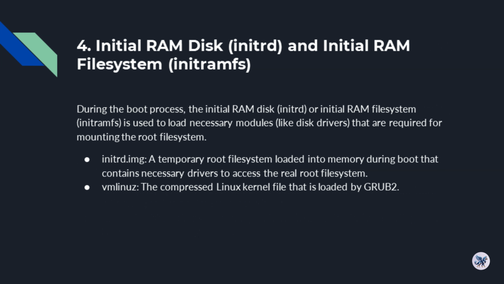Initial RAM disk, Initrd, and initial RAM file system, Initramfs. During the boot process, the initial RAM disk, Initrd, or initial RAM file system, Initramfs, is used to load necessary modules, like disk drivers, that are required for mounting the root file system. initrd.img, a temporary root file system loaded into memory during boot that contains necessary drivers to access the real root file system. vmlinuz, the compressed Linux kernel file that is loaded by GRUB 2.